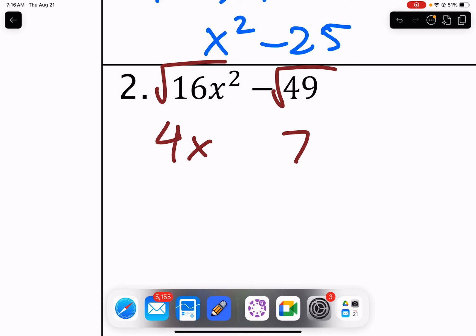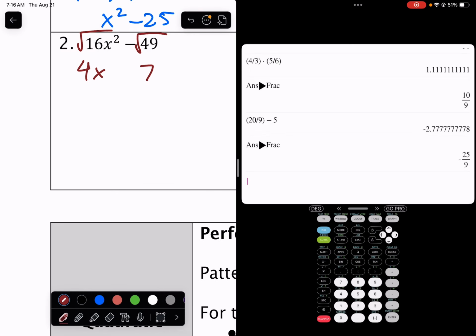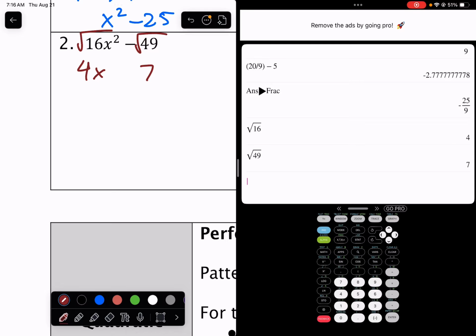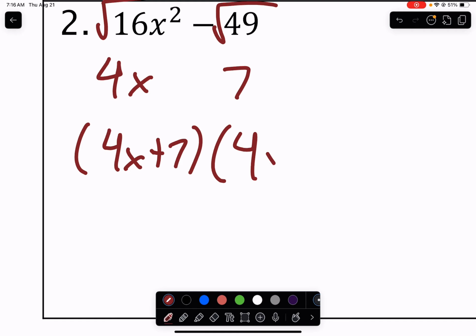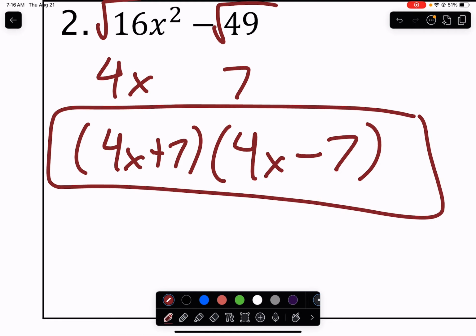And if you forgot how to square root, you could go to your calculator. On the TI-84, you would do second and then the x squared button. So I would plug in a 16. That gives me the 4 there. I could plug in a 49, and I get a 7. You cannot plug the x's in, though. Those you do have to know that you just divide the power by 2. So then we go ahead. We get 4x plus 7 and 4x minus 7 is our answer here.